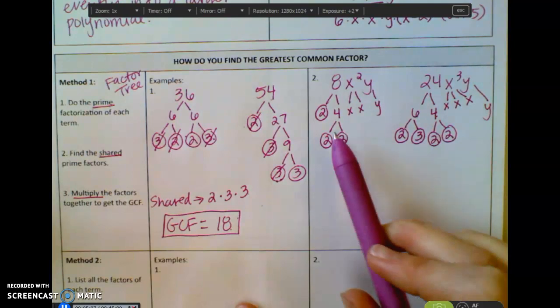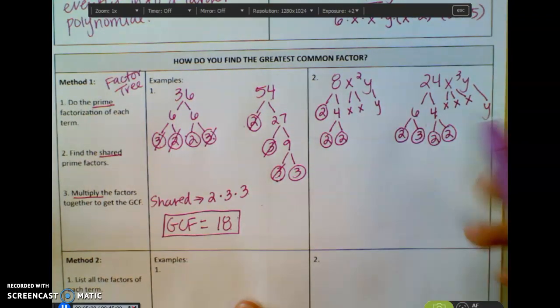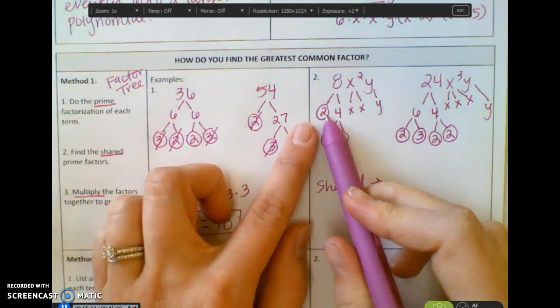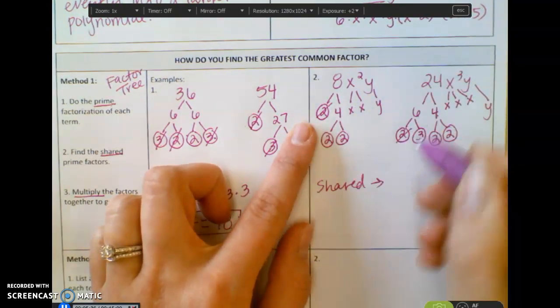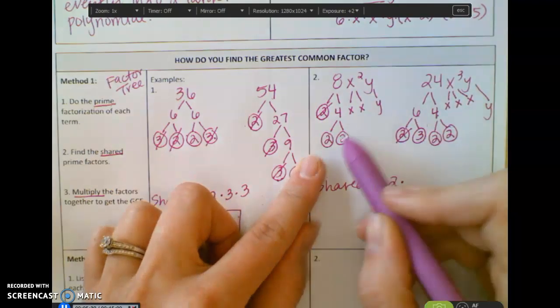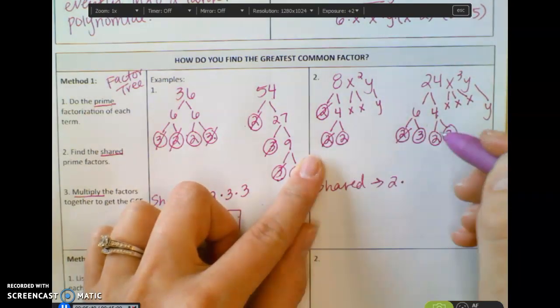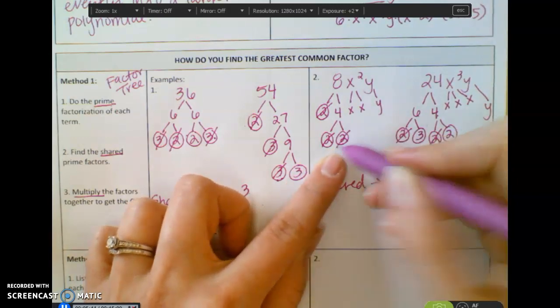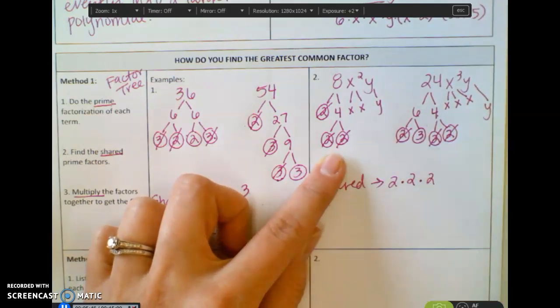All right, now that we did our factor trees for both of these, we need to find what is shared. That's step 2. Well, I see a 2 here and a 2 here, so they share a 2. And I see another 2 for the 8, another 2 for 24, so they share another. And yet another 2 shared with another 2.